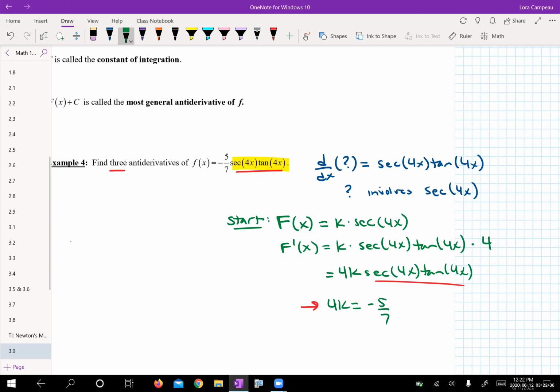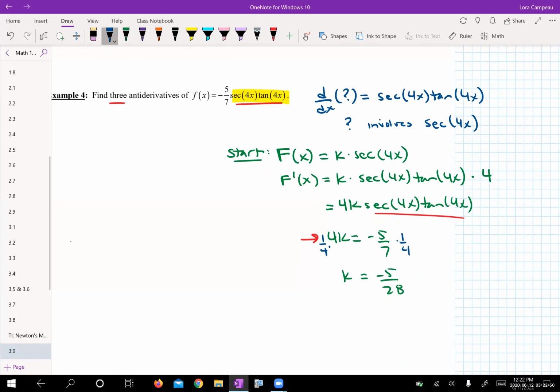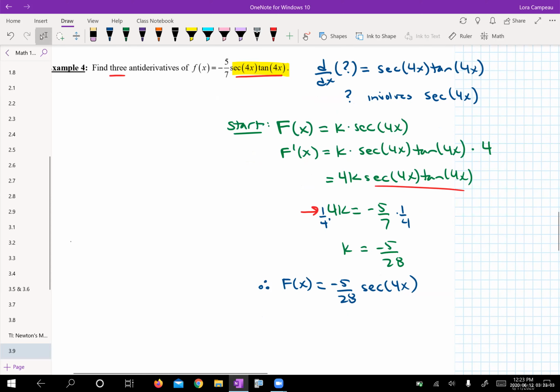And solving for k, I can multiply by 1/4 on both sides to make life easier. I should get k equals -5/28. So therefore, here's an issue. I've got the antiderivative, or an antiderivative. I'm going to look at -5/28 times secant of 4x. Now that's one of them.